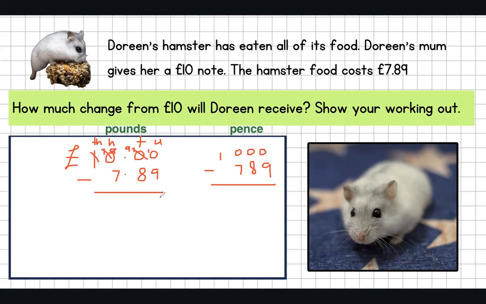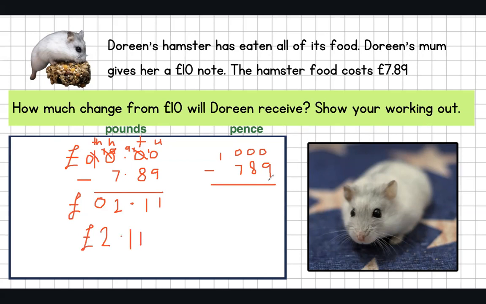So 10 take away 9 is 1. 9 take away 8 is 1. Don't forget your decimal point. 9 take away 7 is 2. 1 take away nothing. Sorry, 0, there's nothing there. 0 take away nothing is 0. Okay. Do not forget what currency you're using. So you can tidy that up here and say £2.11.